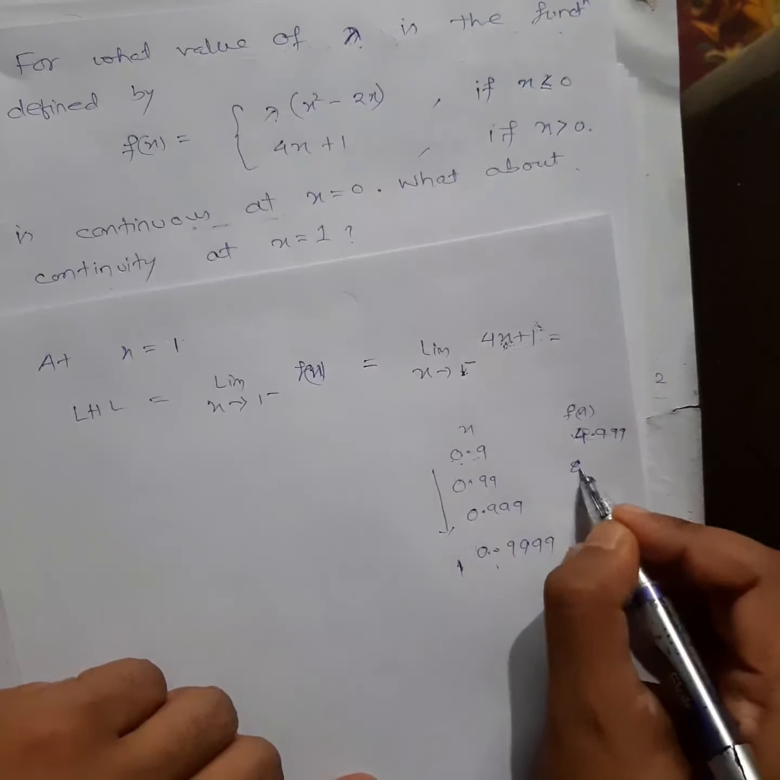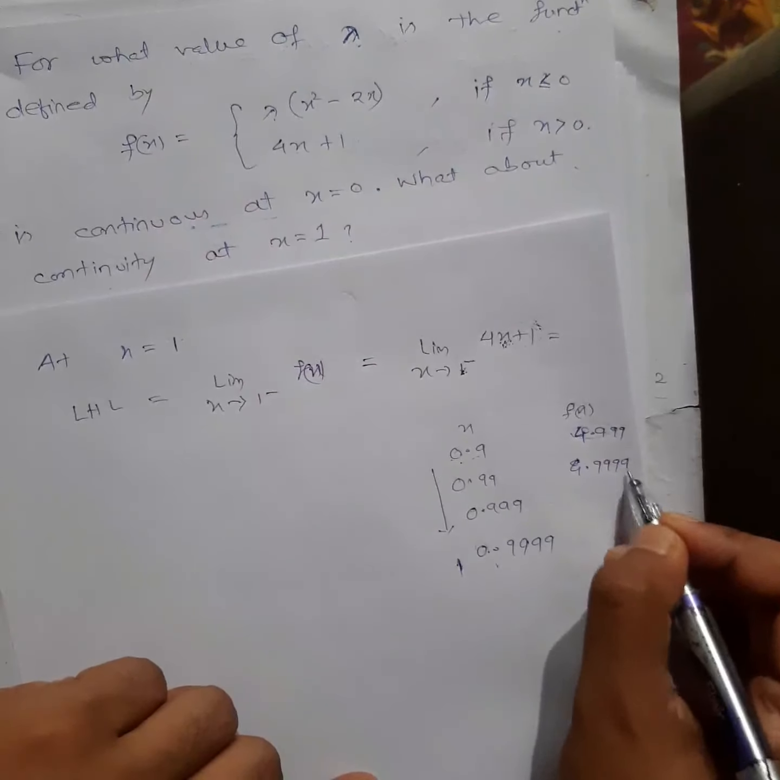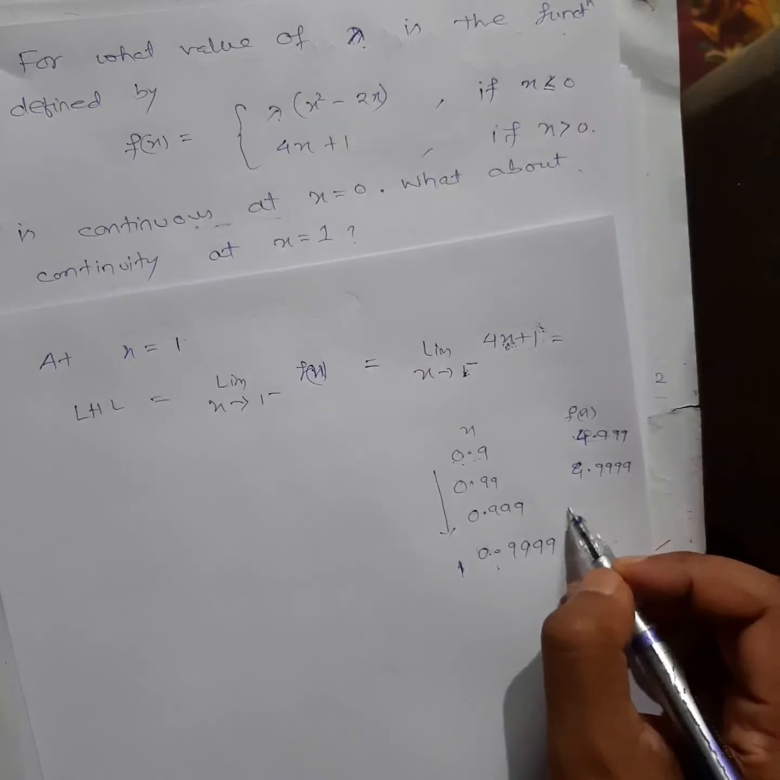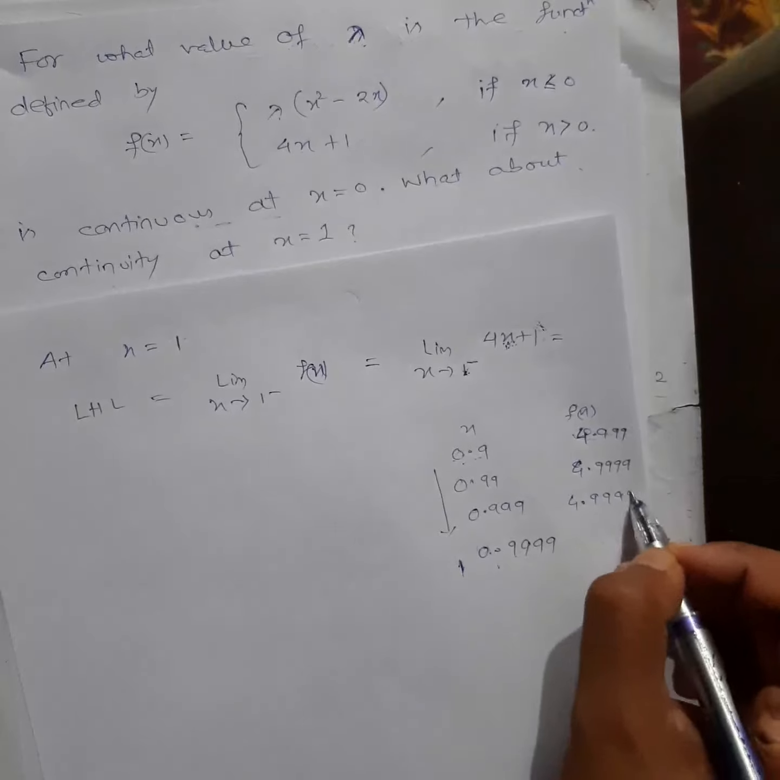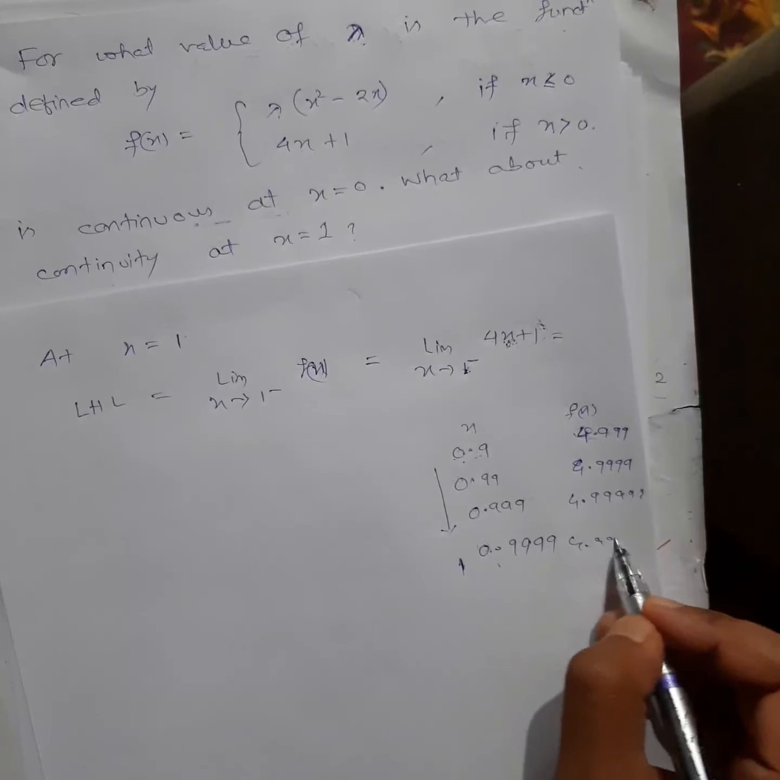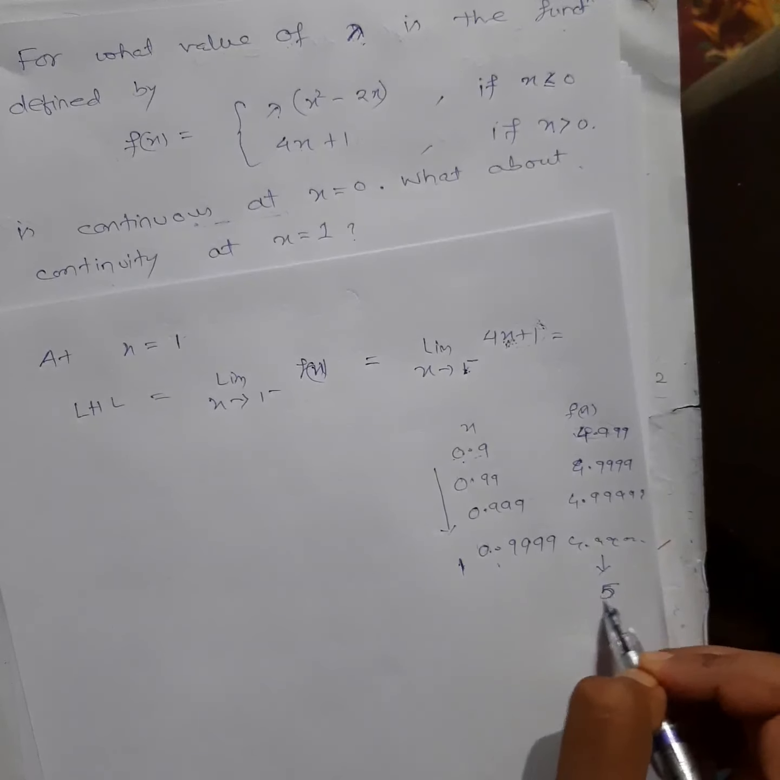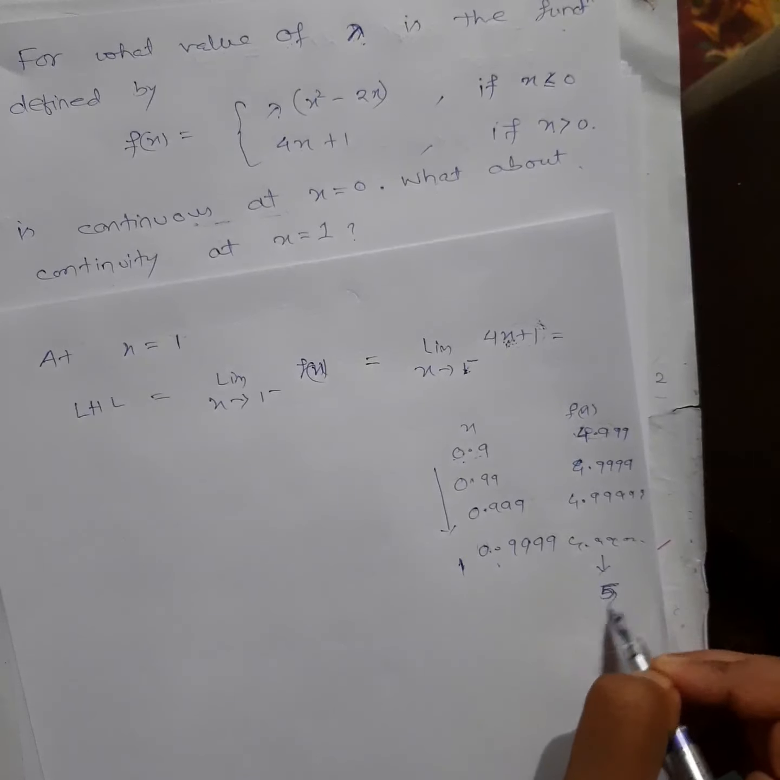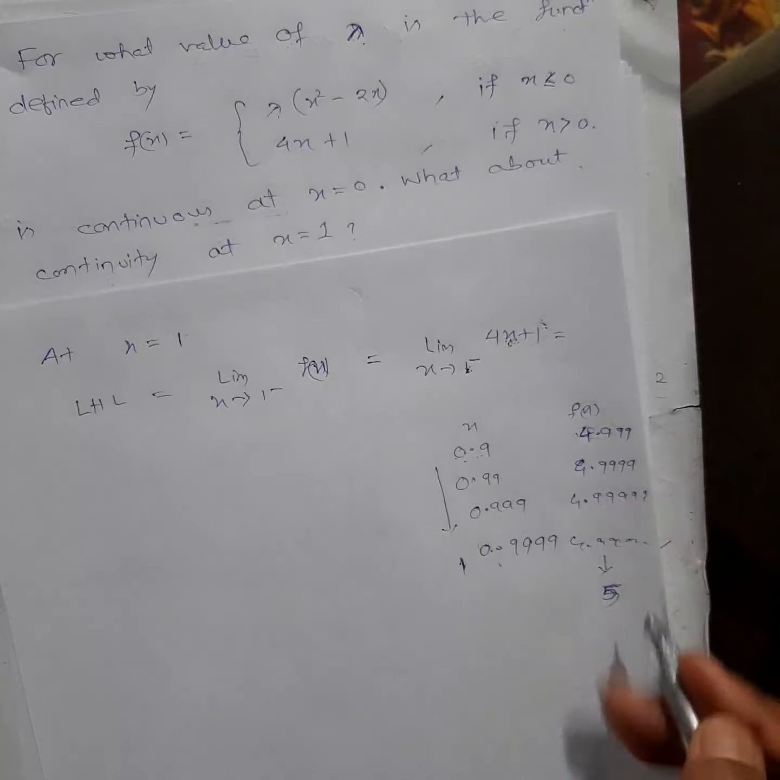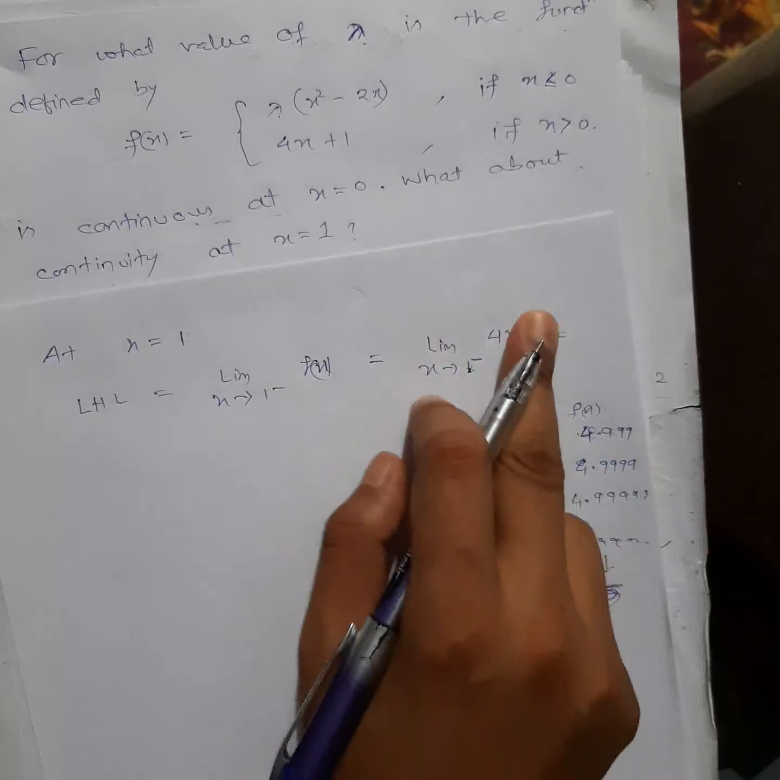Here you will get 4.99999, like this you will get. 4.999 means it is coming closer to what value? 5. Okay, it is coming closer towards 5. So this is the actual meaning of this.